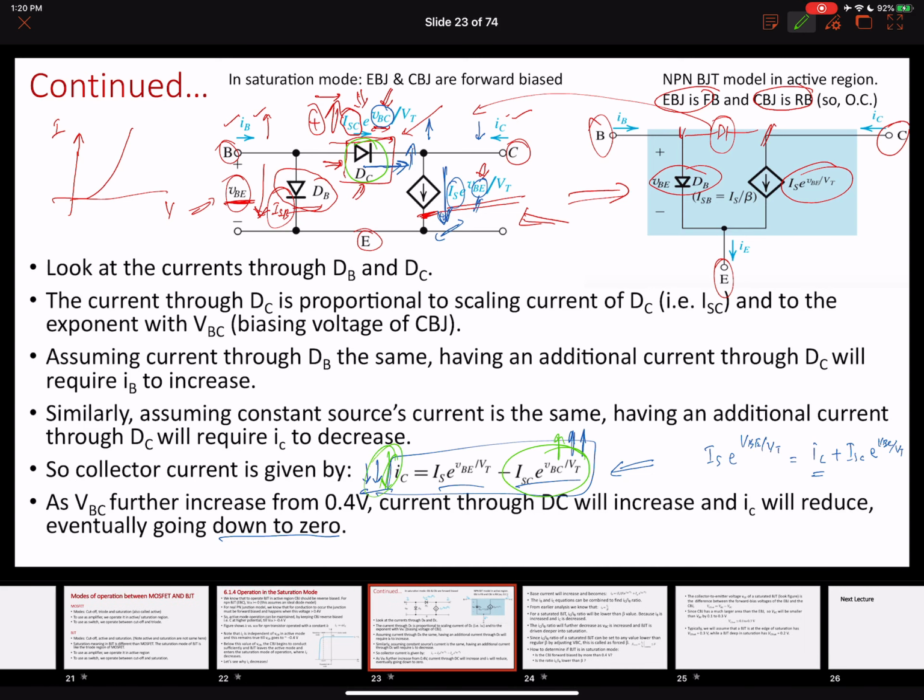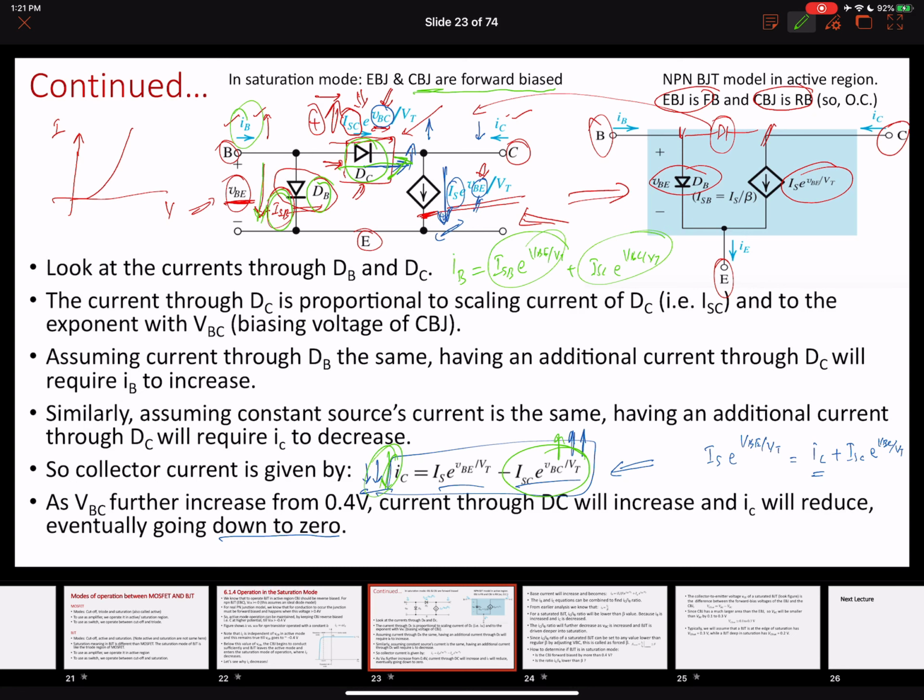Now let's look at the base current. We just discussed that when our collector to base junction becomes forward biased and a positive current flows through this branch, in order to keep the value of the current through the diode DB the same, our base current needs to increase. So our new base current will be equal to ISB e^(VBE/VT) plus ISC e^(VBC/VT). This is the new value of the current, which will be the summation of the two currents.